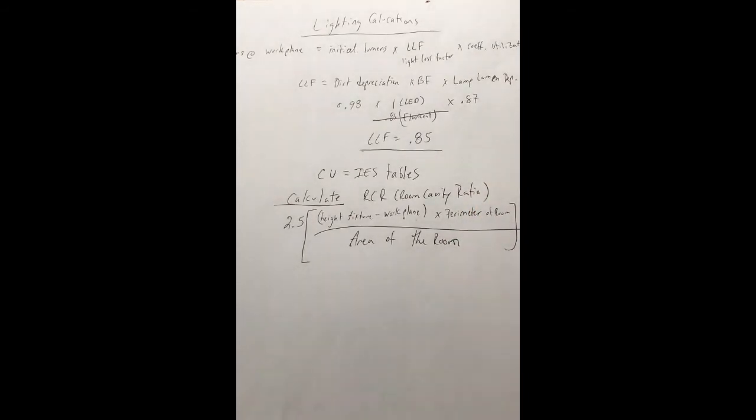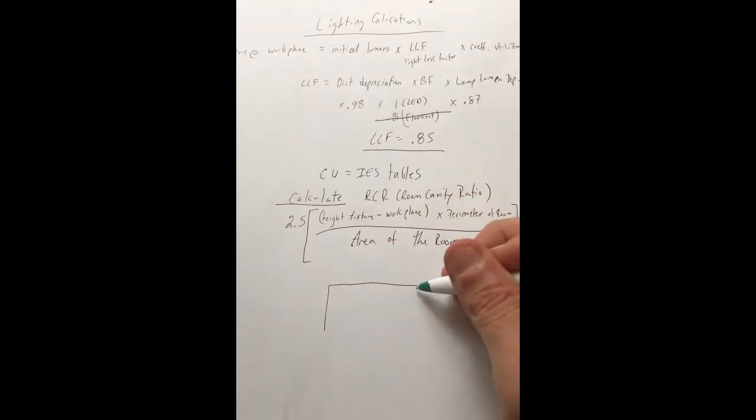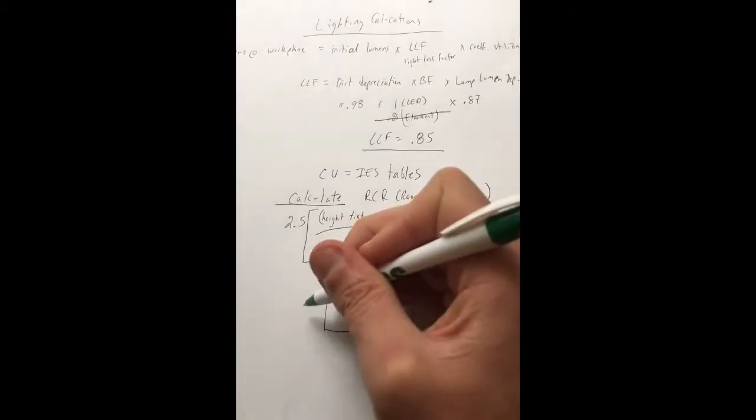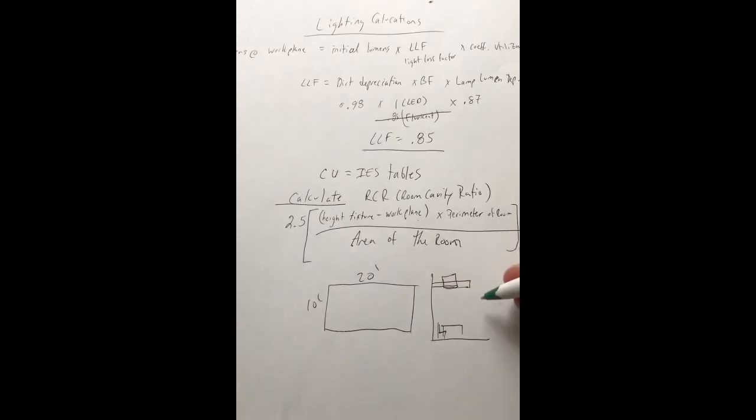So a simple example, okay, let's say we've got a 20 by 10 room. And then if we look at it in section, we've got our ceiling with our fixture in it. And then we've got a table. Here's a chair. So from here to here, let's say this is 10 feet. And then from here to here is 2.5 feet.